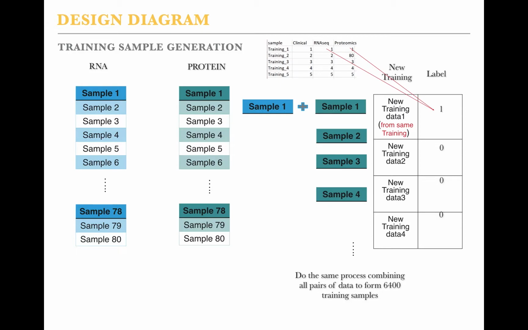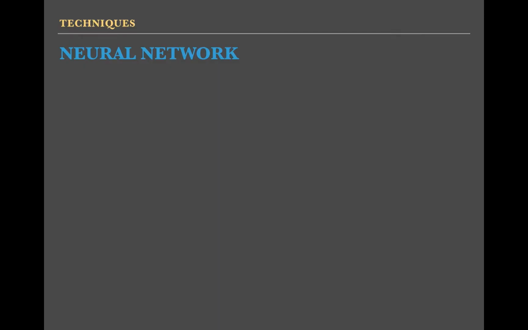We do the same process to all samples in the RNA data set, which gives us 6,400 new training data. 80 of them are labeled as 1 and the rest of them are labeled as 0. So right now we have the positive and the negative training sample pairs. We select 50 positive and 50 negative sample pairs to train this neural network.